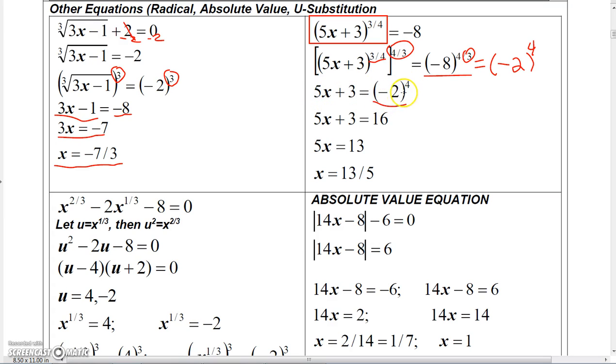Well, negative 2 to the 4th power is 16, and now I have 5x plus 3 equals 16, and so now subtract 3 from both sides, you get 5x is 13, and divide by 5, and you get x equals 13/5. And so that's your answer for that one.